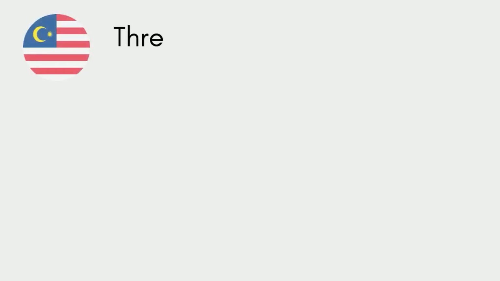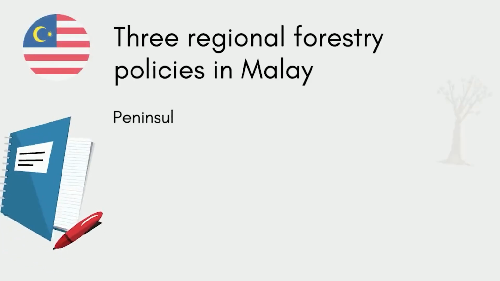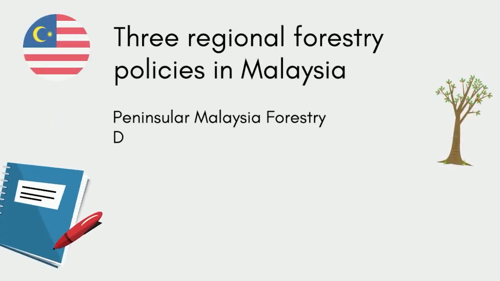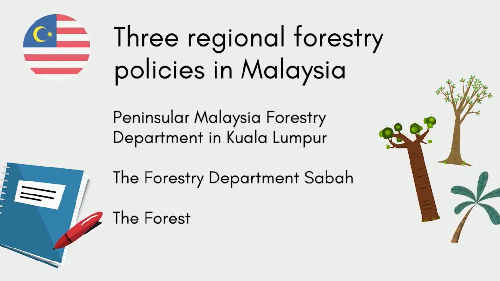In Malaysia, there are three separate bodies which determine Malaysia's forest policy. 1. The Peninsular Malaysia Forestry Department in Kuala Lumpur. 2. The Forestry Department Sabah. And 3. The Forestry Department Sarawak.